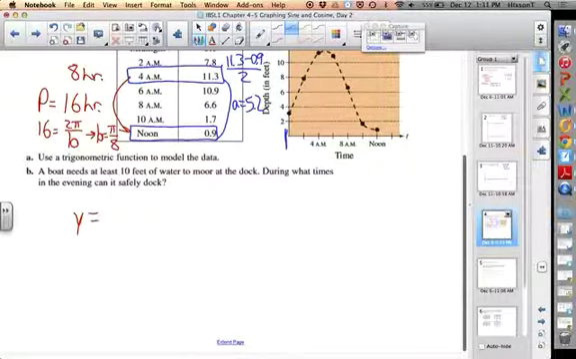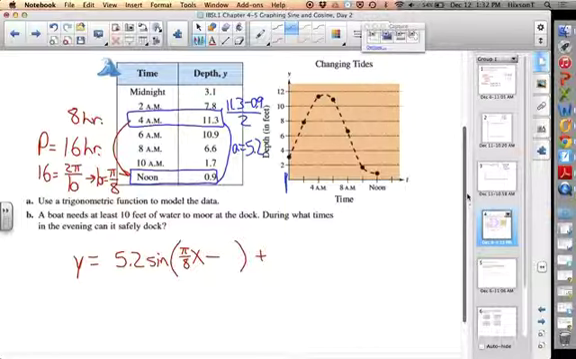If this is the highest point and this is the lowest point, I can figure out where that middle is, right? How would I do that? Average them, good. Or couldn't you just subtract 5.2, because we know the amplitude? Yeah, you could do that too. Subtract the amplitude from the highest point. Either way, you'll end up getting 6.1.